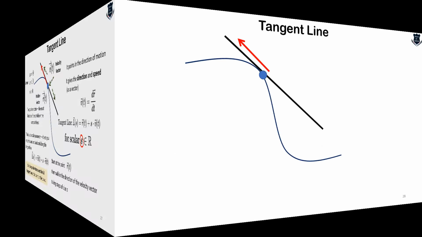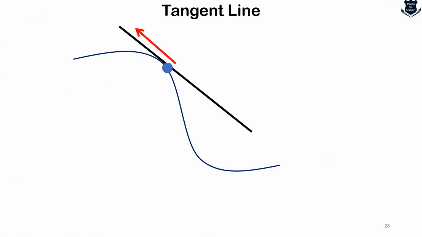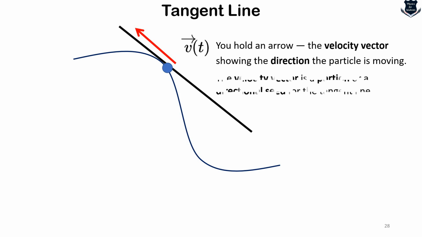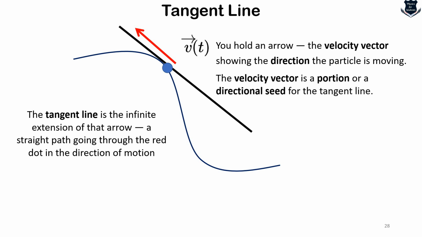So to turn the page, let us understand this a little bit more clearly. You are holding that red arrow, right? This is the velocity vector, and it is showing the direction in which the particle is moving. The tangent line is what? It is the infinite extension of that arrow, a straight path going through the blue dot in the direction of the motion. It won't be the red dot, it will be the blue dot, I'm so sorry. And by scaling v(t), you generate new points on the tangent line.